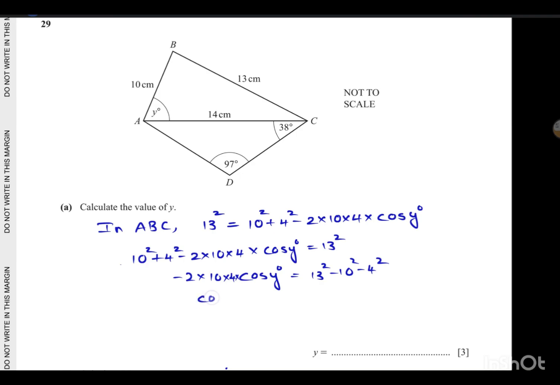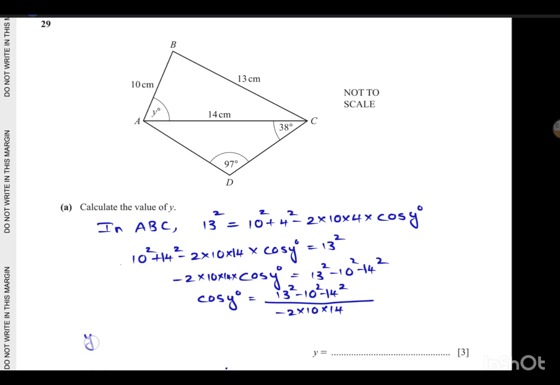Now keeping only cos y on the left hand side, I can take 13 square minus 10 square minus 14 square. Oh sorry, not 4, it is 14, my mistake. All the 4s are 14 here, by mistake I have written 4. I'm sorry for that. So this is 14 square, by minus 2 into 10 into 14.